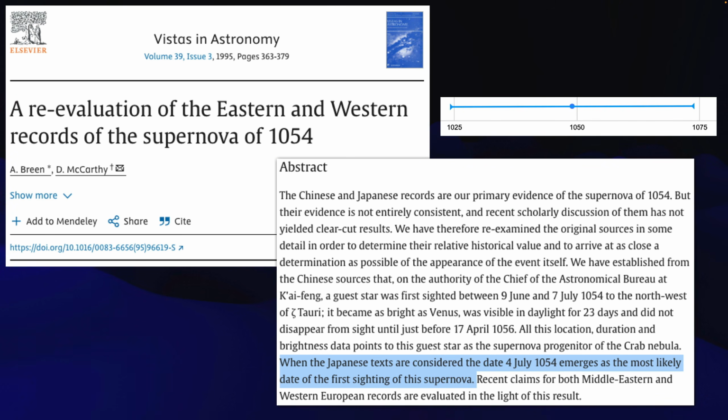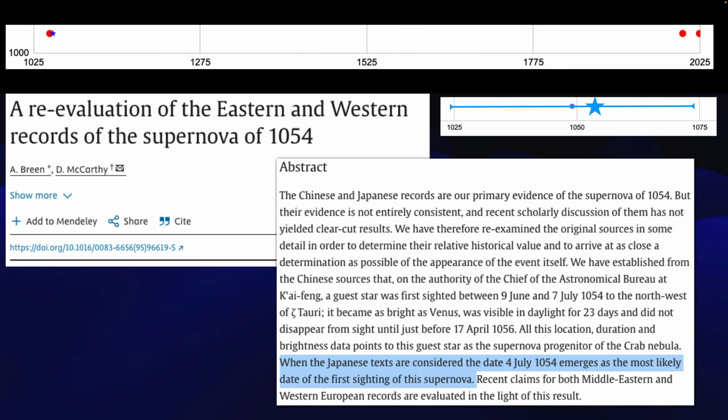And it turns out that was 1054. So this is actually a famous event in history. The year around 4th or 5th July, 1054, is where that star went supernova, creating the Crab Nebula. So I think I did pretty well with my estimate. So I'm quite pleased with myself.